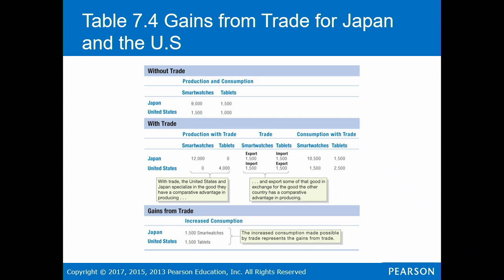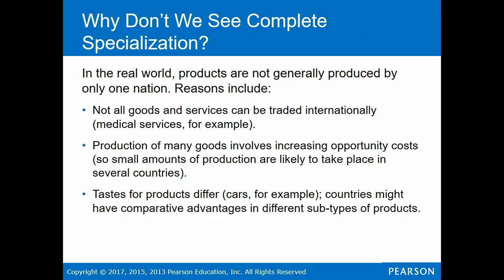So the increased consumption down at the bottom represents the gains from trade. So the improvement that they have over their previous level if they were just producing all themselves. So it's the same basic idea we talked about before. Now we're just throwing in international trade, looking at it based off two countries trading with each other.